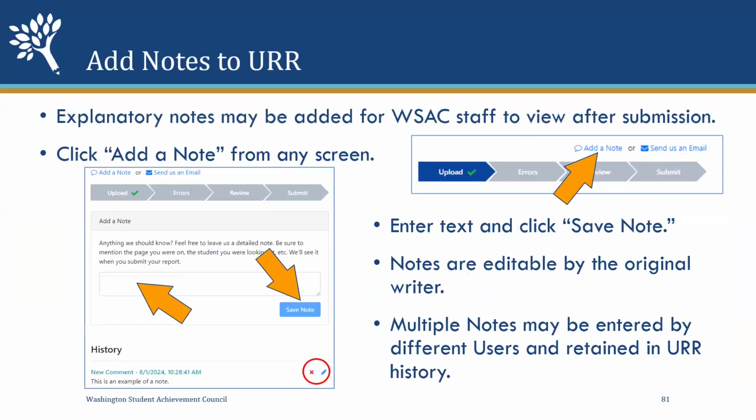Now, as you're going through your unit record report, if there is any information that you feel might be important for WASAC staff to know, that perhaps there isn't a place to enter, say a comment in a student record as addressing an override, but it has to do with more general information or information that you want us to see as a highlight, there is this add a note, and you'll see here on most of your screens, there is an add a note button.